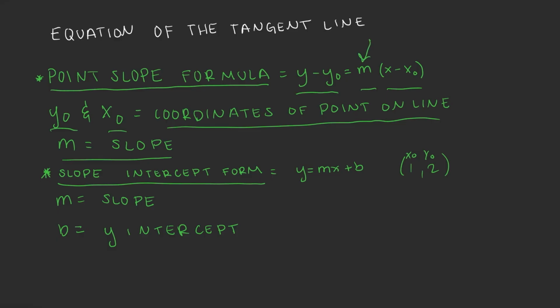Then the slope-intercept form is y equals mx plus b. The m, again, is our slope, but the b is our y-intercept. Don't forget that. Let's move on to using this in questions that might appear on the homework or exam.